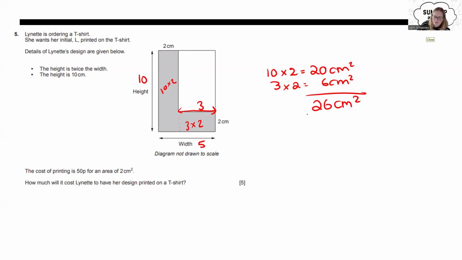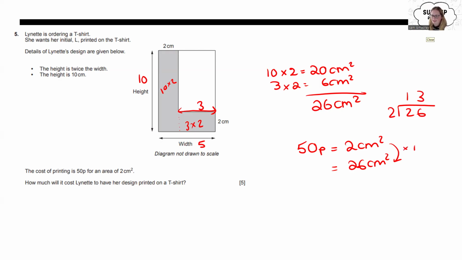So it's 50p for 2 centimeters. But I need 26 centimeters squared. So I need to work out how many 2's go into 26. Easiest method, bus stop. Put your 2 there, 1, 3. So I need to times it by 13. That means I need to times 50 by 13.